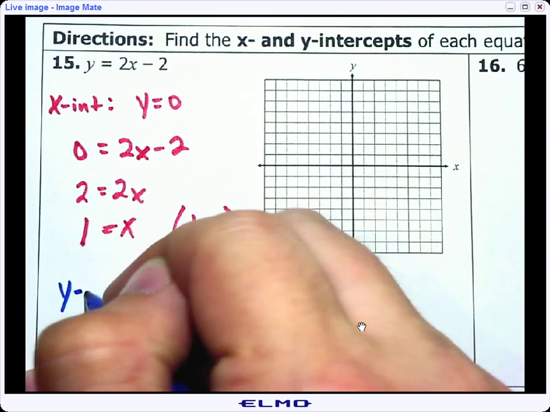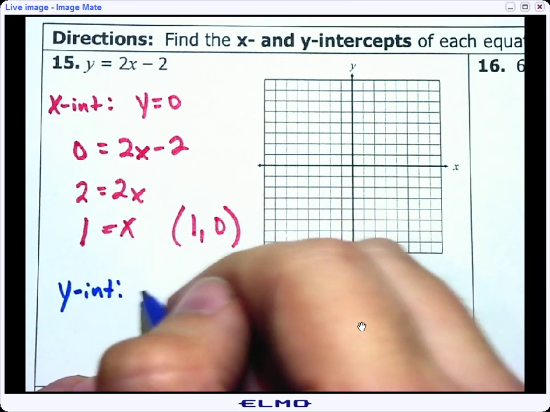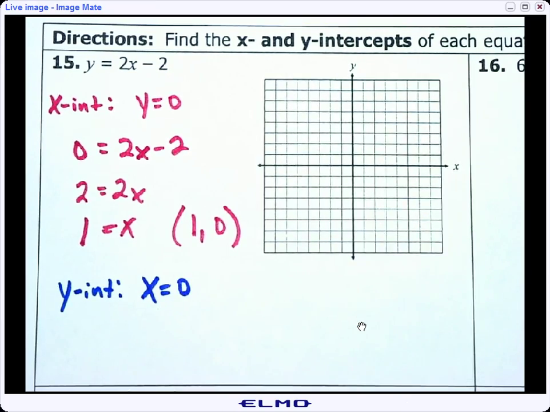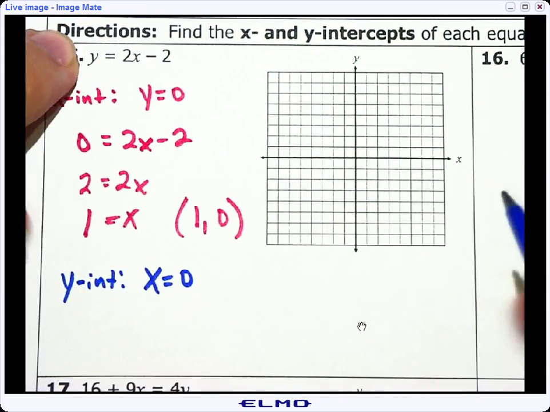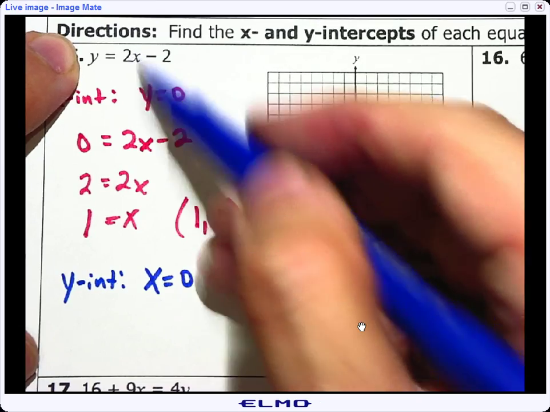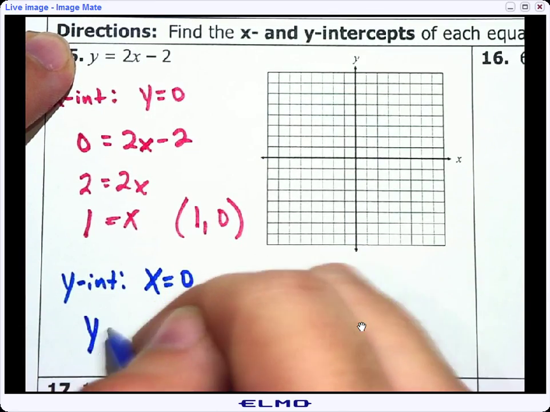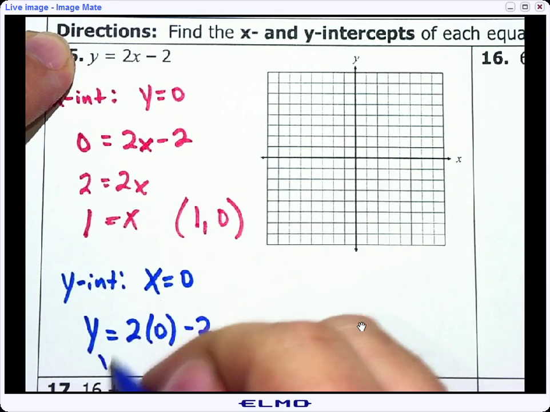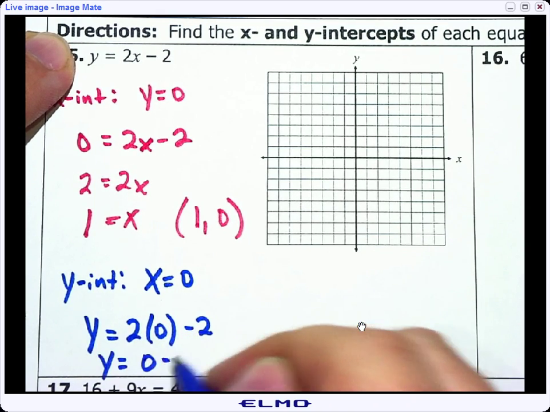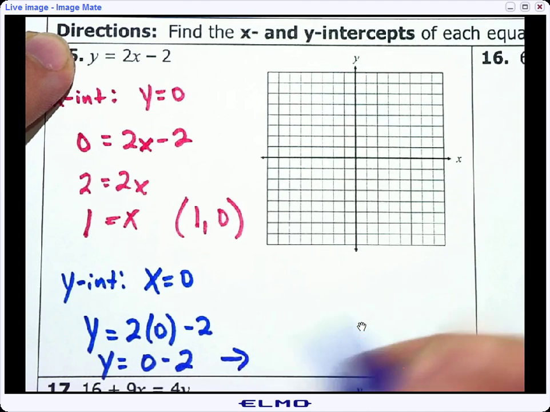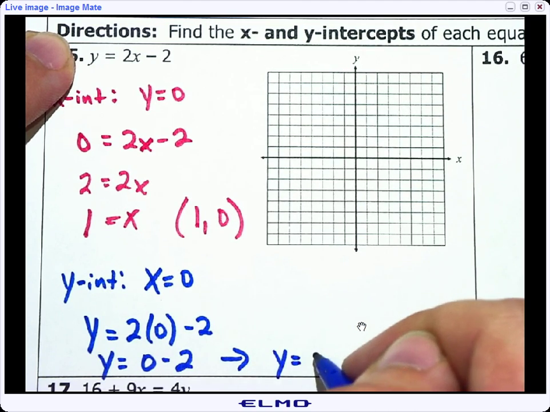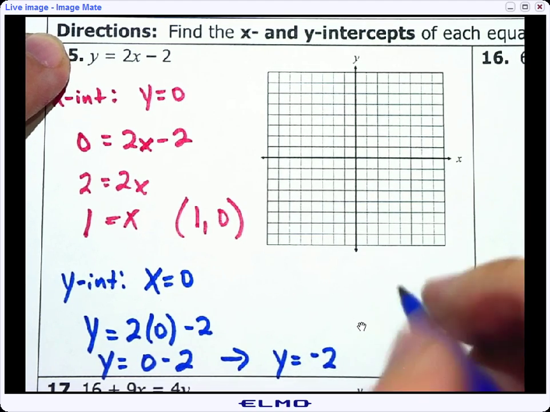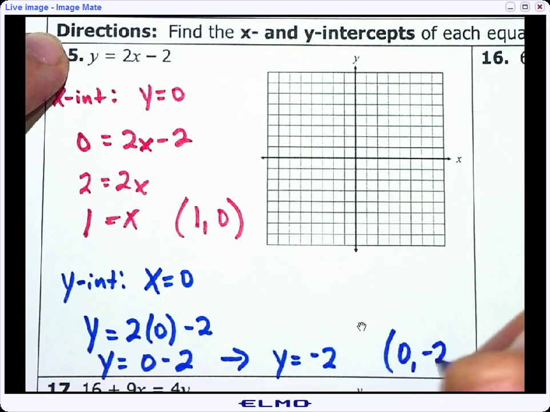For the y-intercept, similar story, but instead of setting the y equal to 0, we set the x equal to 0 and solve for y. So back to the original equation, replace x with 0, we would get y equals 2 times 0 minus 2. Well, that's just y equals 0 minus 2, which gives us y equals negative 2. Again, as an ordered pair, that would be (0, -2).